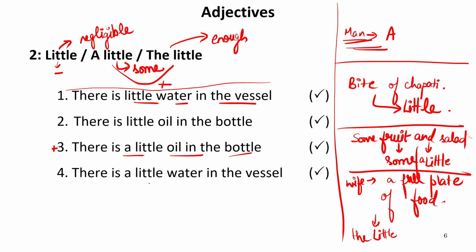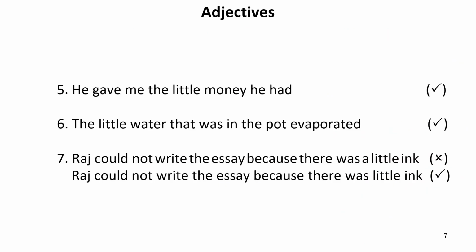Now there is a little water in the vessel. So if there is a little water, of course, it will definitely help us quench our thirst to a little extent. Now let us move to the next one. He gave me the little money he had. Whatever money he had, he gave me all. So all that he possessed. So the little means enough or sufficient. Or the little money, it means the entire amount that he had.